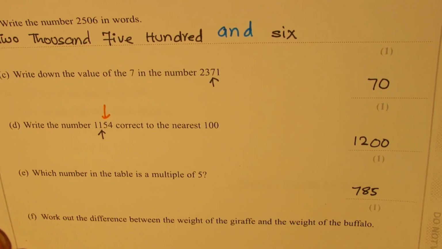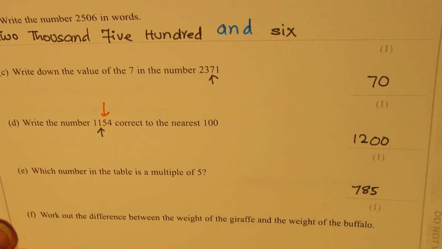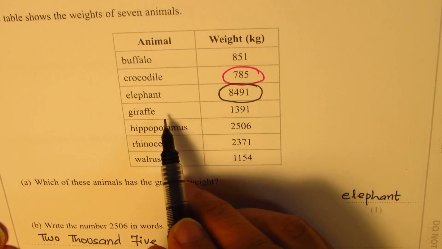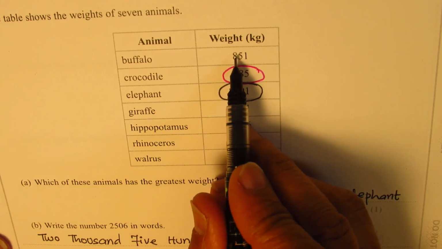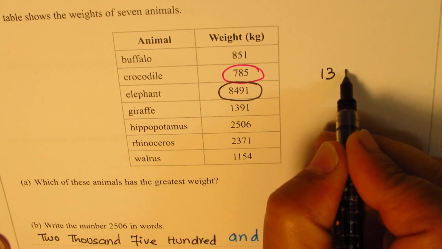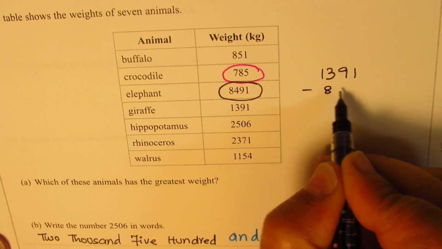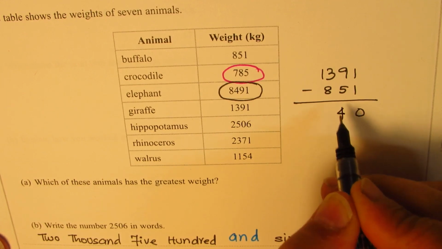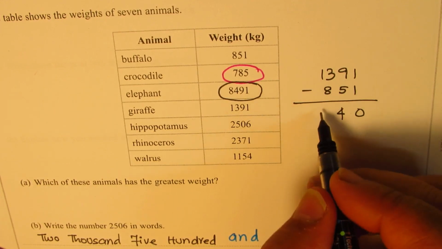The last question is, work out the difference between the weight of giraffe and the weight of buffalo. So let's work out here the weight of giraffe and the weight of buffalo. So buffalo is 851, giraffe is 1391. So it is 1391, take away 851. Okay. So when you take away, you get 4 here, and then 13 gives you 5, right?